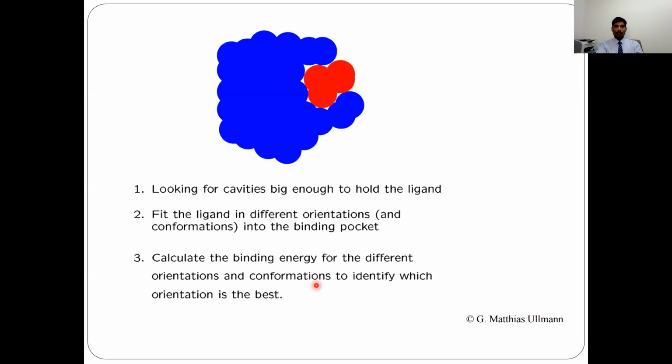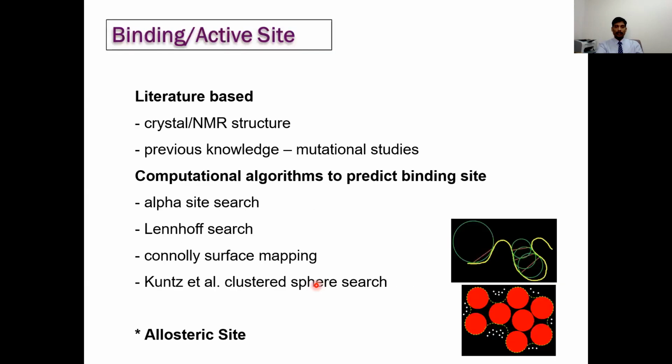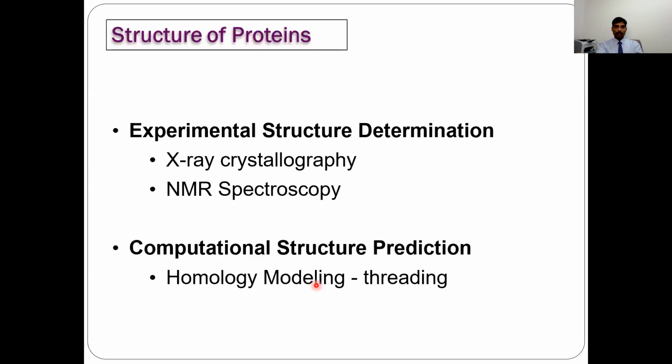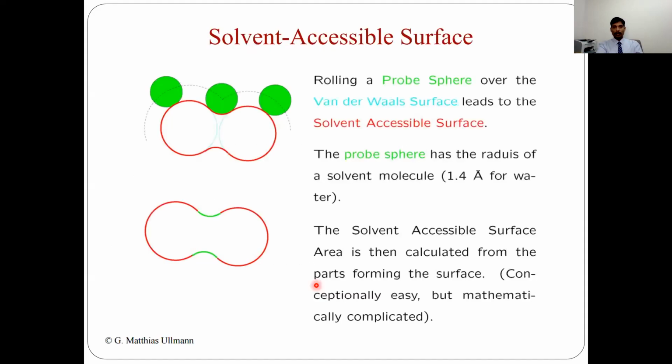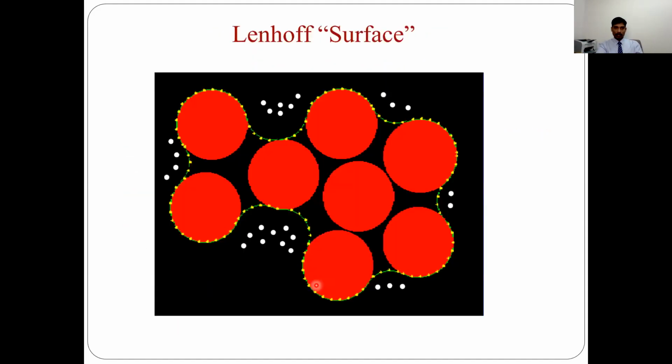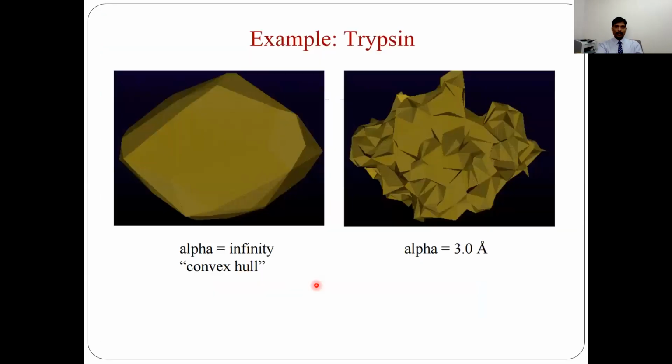These are the ways we can find the ligand binding active site, either literature based or computational based, and I'll explain these ways.